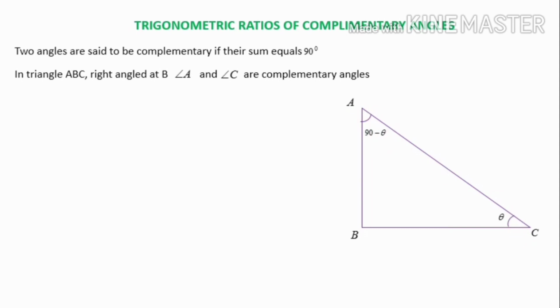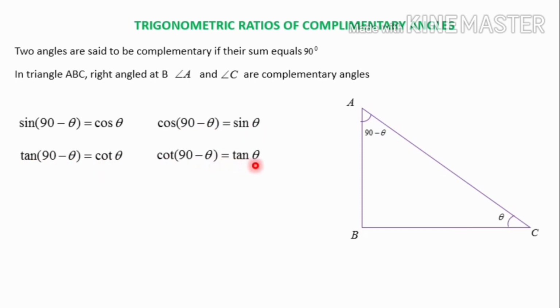Then we have studied 6 formulas here again. That is sin(90 minus theta) is equal to cos theta, cos(90 minus theta) is equal to sin theta, tan(90 minus theta) is equal to cot theta, cot(90 minus theta) is equal to tan theta, cosec(90 minus theta) is equal to sec theta, sec(90 minus theta) is equal to cosec theta. So these are the 6 formulas which are related to complementary angles.